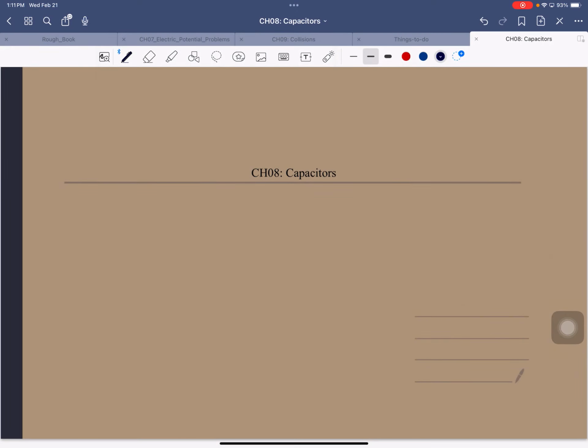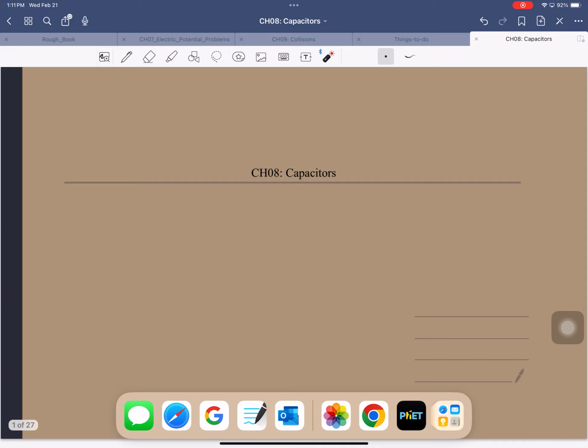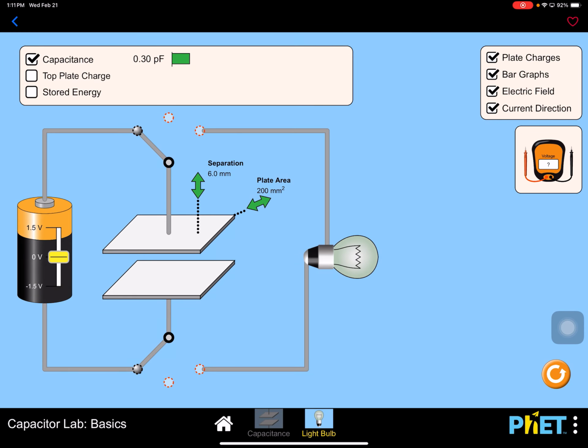All right, so in this chapter, we'll talk about capacitors. So let me start off by showing you an app. So here, this is what is called a parallel plate capacitor. And I'll show you what's going on. So here's a battery.